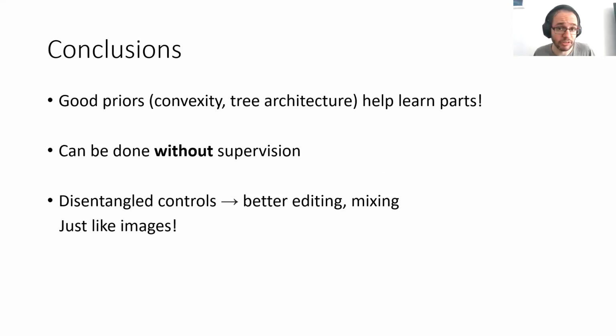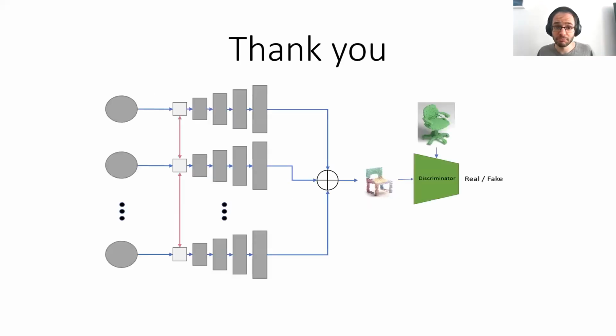So that's it. And to conclude our talk, basically what we saw is that with good priors like convexity and the tree structure, we can manage to learn part-based models without part-based supervision. And we can also do it in a manner that allows us disentangled control over the parts, which really lets us expand the range of editing and mixing operations that we can apply to our shapes, just like we do in images. Okay, so that's it.